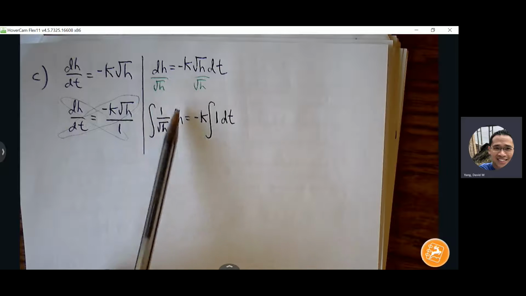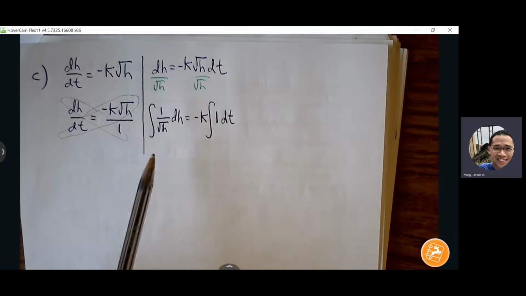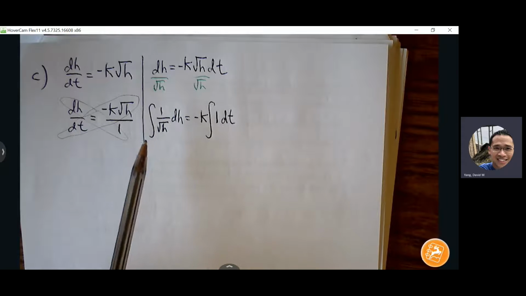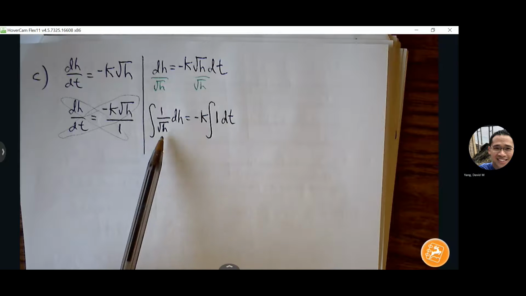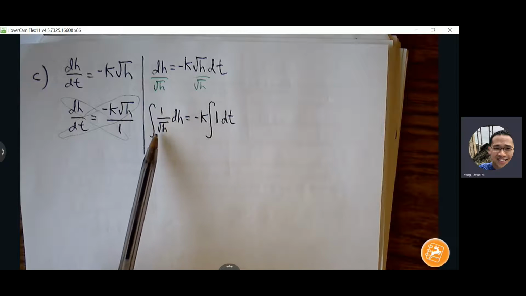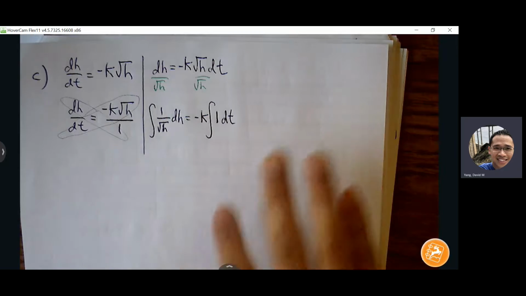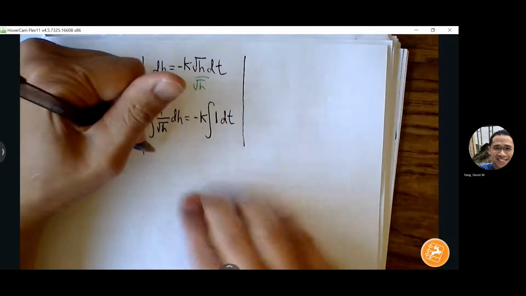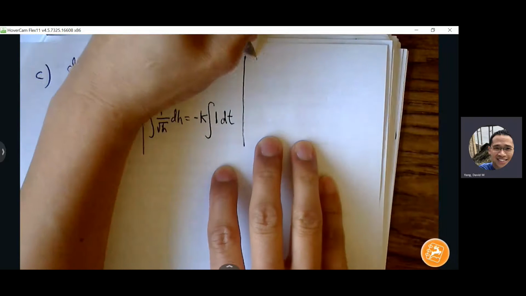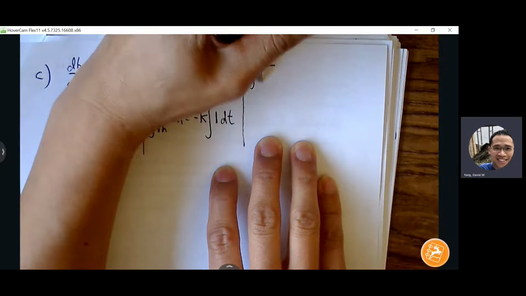Now, why is this not natural log? A lot of times we use natural log if we see a variable in the denominator, but why is this not natural log? Natural log is only for a variable raised to what power? In the denominator. If it was 1 over h to the first power, then it'll be natural log, right? But if it's any other power, I have to bring it up to the top. So rewrite this as 1 over h to the 1/2.